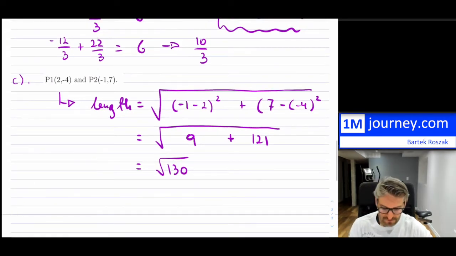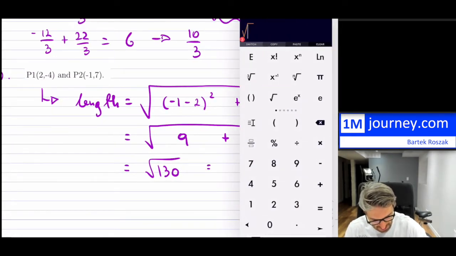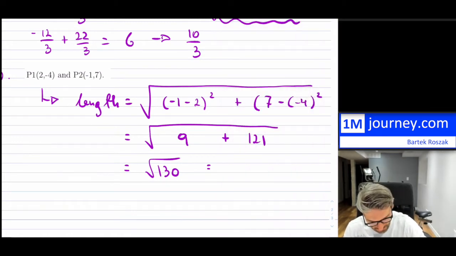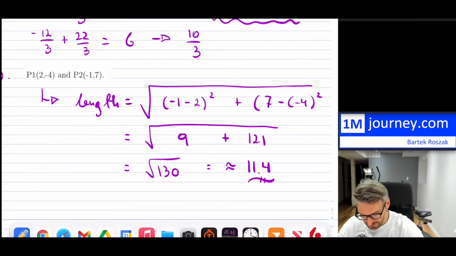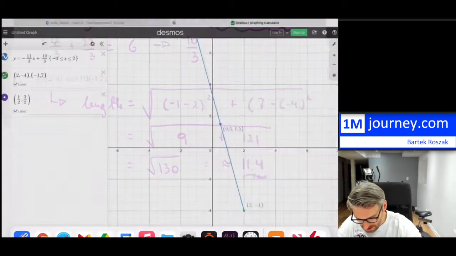And that is going to be your length. All right, so your length is approximately, if I take out the calculator, approximately 11.4. Okay, so that's going to be the length between the two. So here, notice that that's the length between them.